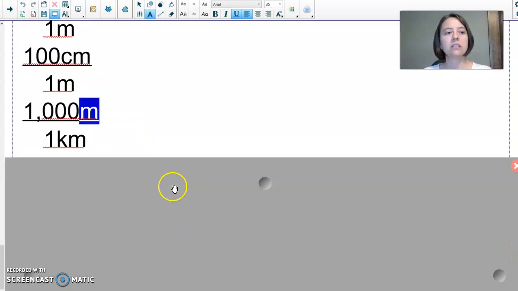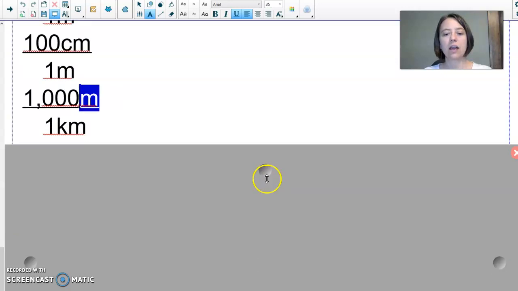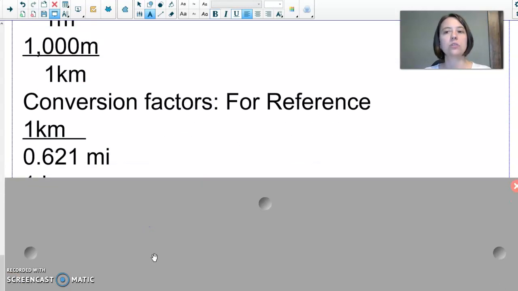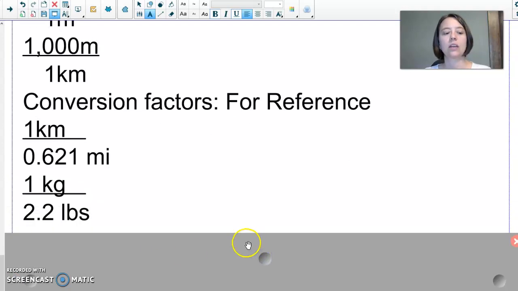So you'll want to spend some time memorizing those, and also the ones given in problems. 1 kilometer is 0.621 miles. And 1 kilogram is 2.2 pounds.